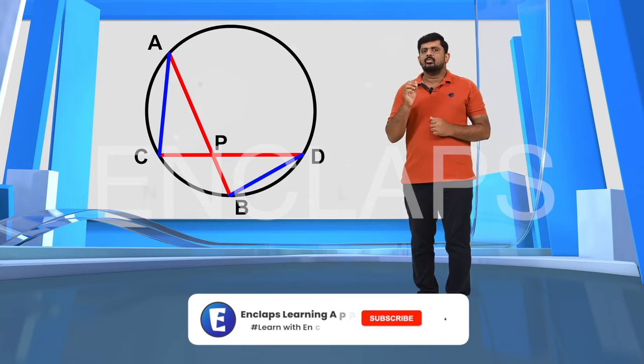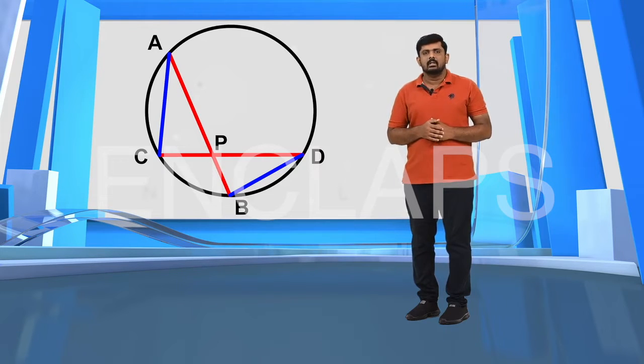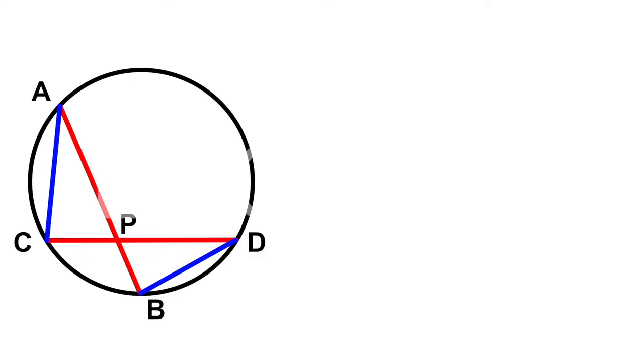If the angles of one triangle are equal to the angles of another triangle, such triangles are known as similar triangles. In similar triangles, the opposite sides of the same angles must be proportional. Here, the opposite side of angle CAP is PC. The opposite side of angle PDB is PB. Similarly, the opposite side of angle ACP is PA and the opposite side of angle PBD is PD.